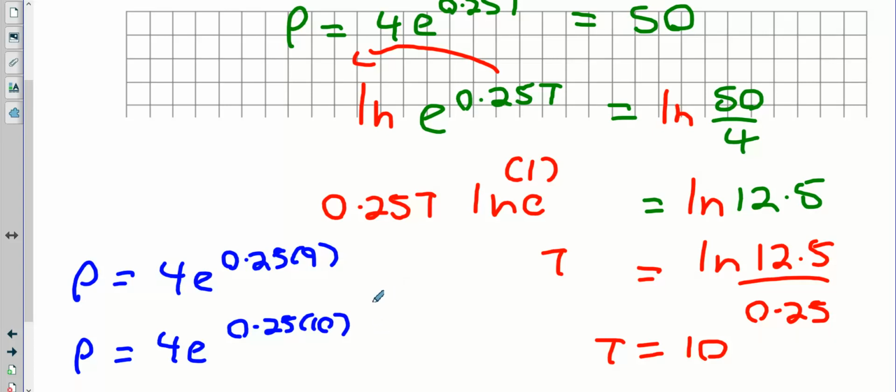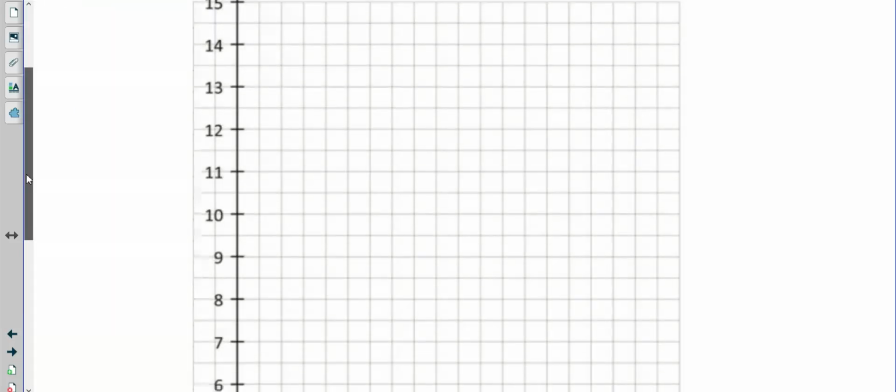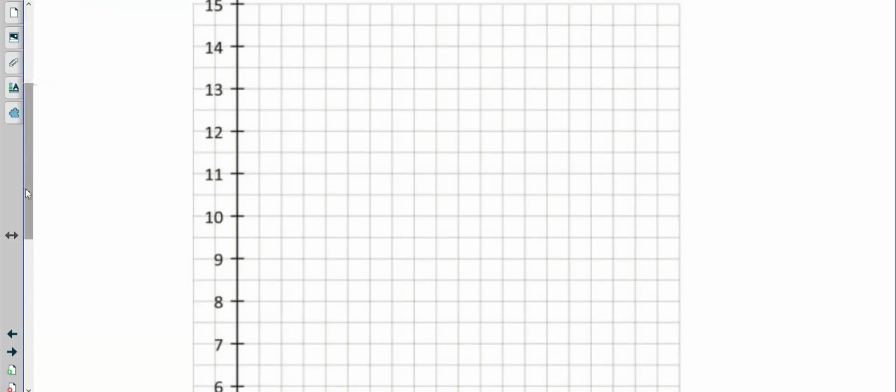Who tried trial and error but didn't get any marks for it? You know, trial and error is you use the table function on your calculator. Oh, nobody. Speaking to nobody, so. Never mind. All right. Draw the graph. Okay. Here we go. Draw the graph.